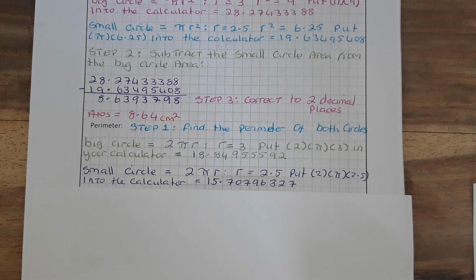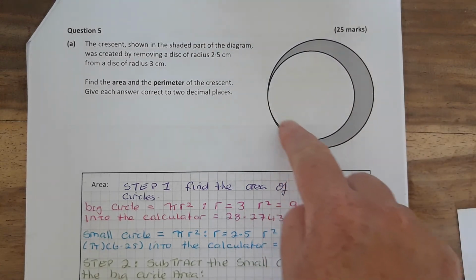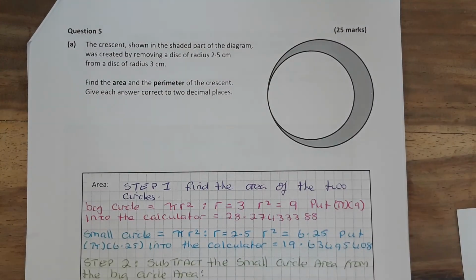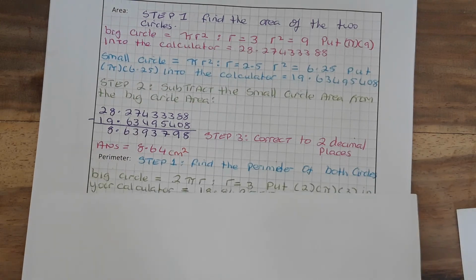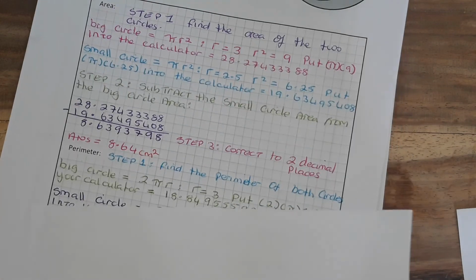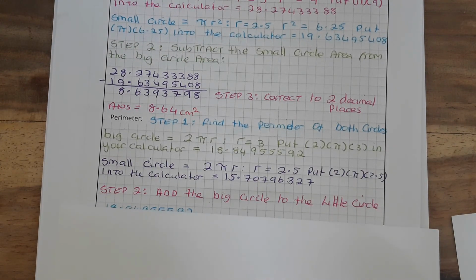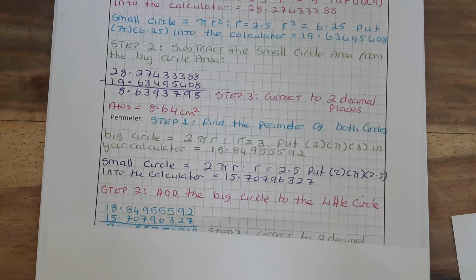Now in the previous one we subtracted one area from the other, but this time to get the perimeter of the crescent, we need to add the 2 perimeters together, because the crescent, if you look at the perimeter, it's all of the outer one and then all of the inner one. So you add the 2 perimeters together. Add the big circle to the small circle.